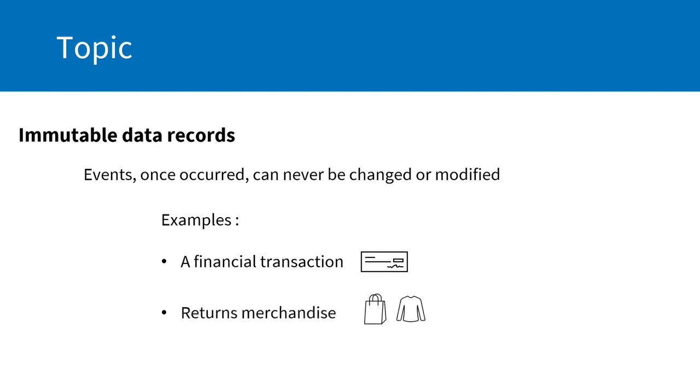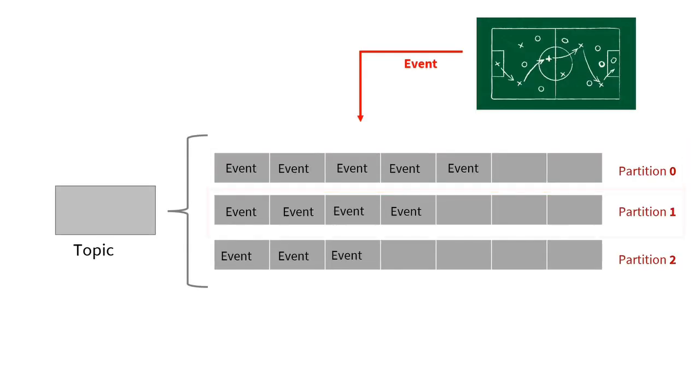Another example is when a customer returns a merchandise to a shop. We don't delete the fact that the merchandise was sold to them earlier. Rather, we record the return as an additional event. Now, in order to know where to add the event, like is it going to partition 0 or partition 1 or partition 2, this is specified using something called a key.